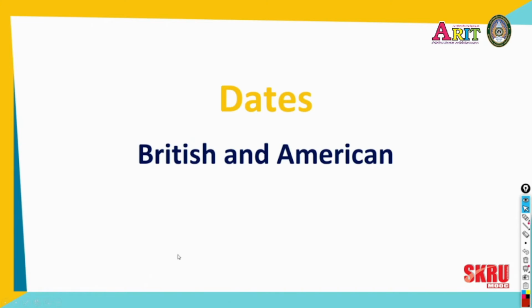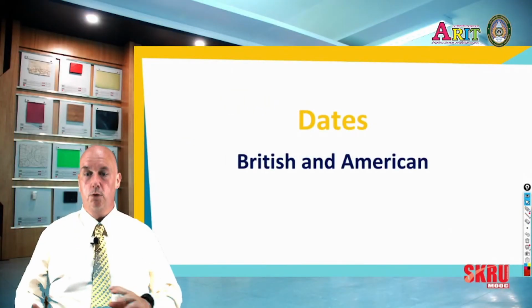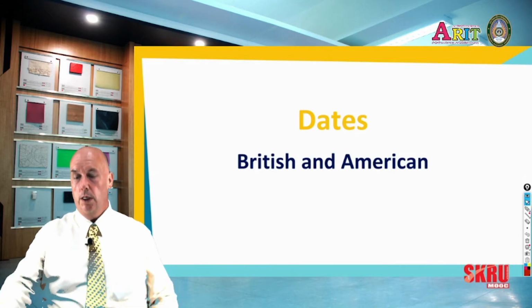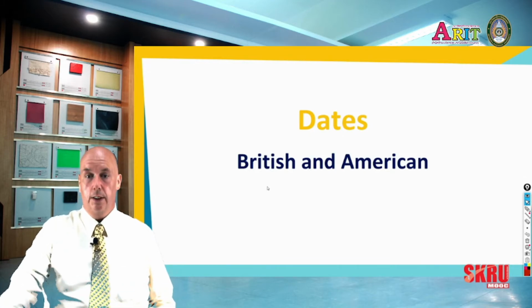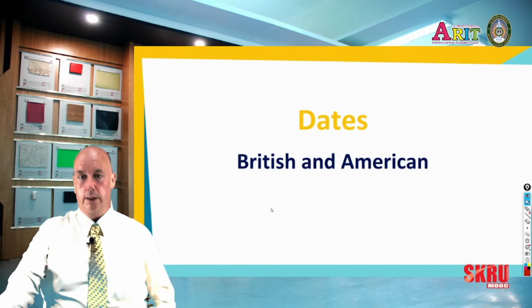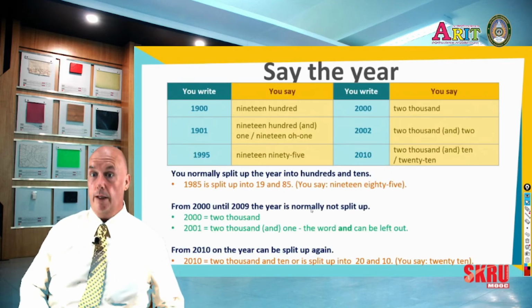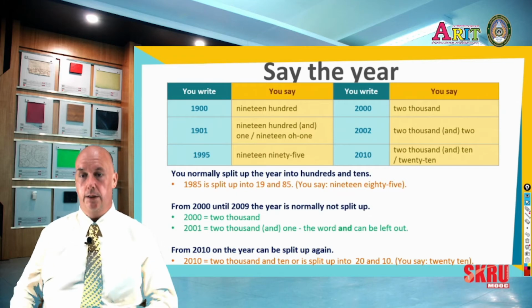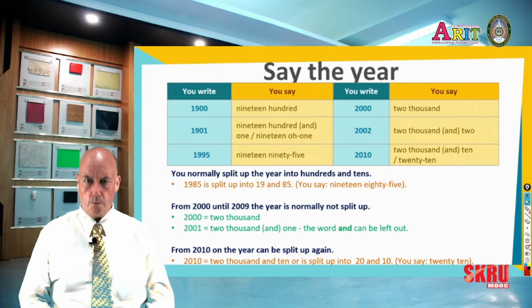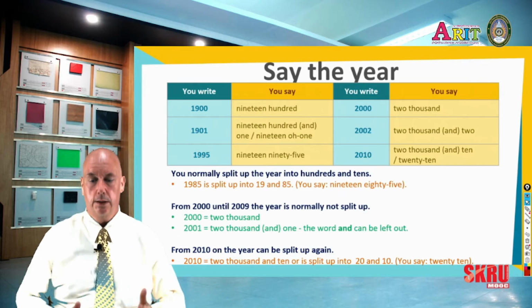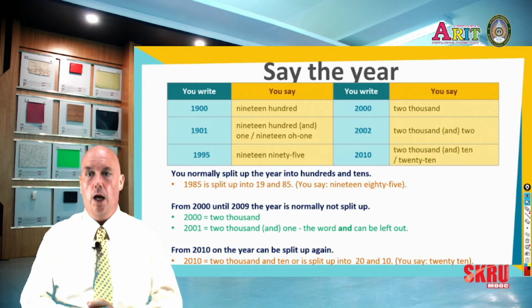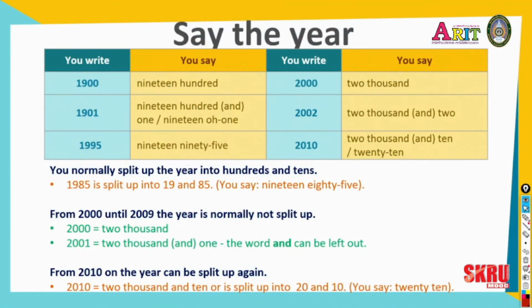Let's take a look at dates. In English, we tend to say the date in 2 main ways, and we'll call them British and American, although in both countries we'd use both. In Britain, we tend to say the day, the month, and the year. In America, we tend to say the month, the day, and the year. So we'll take a look at those later. But let's start by looking at the year itself. How do we say a year?